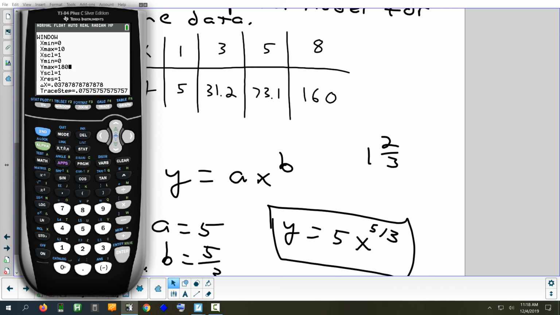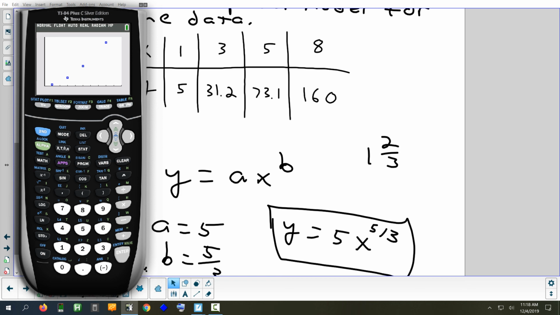Okay? And now what we have to do is turn on one of our scatter plots. Once you set your window, press y equals, like you're going to type in an equation. But don't type anything in for an equation. Go up to plot 1 and hit enter. What you just did is you turned on a scatter plot. So by turning on the scatter plot, the calculator should now graph those points. So I'm going to hit graph, and there's the points.